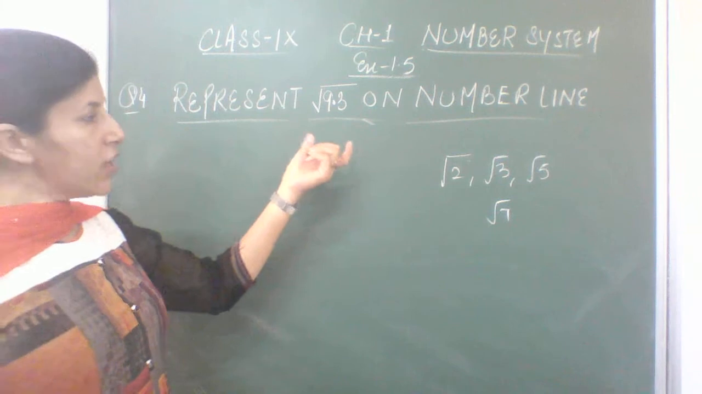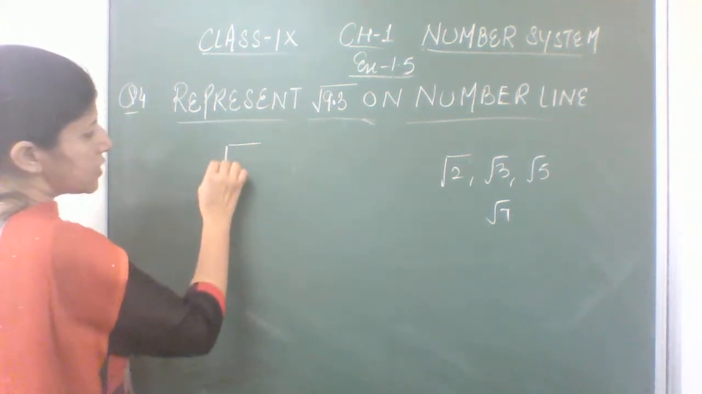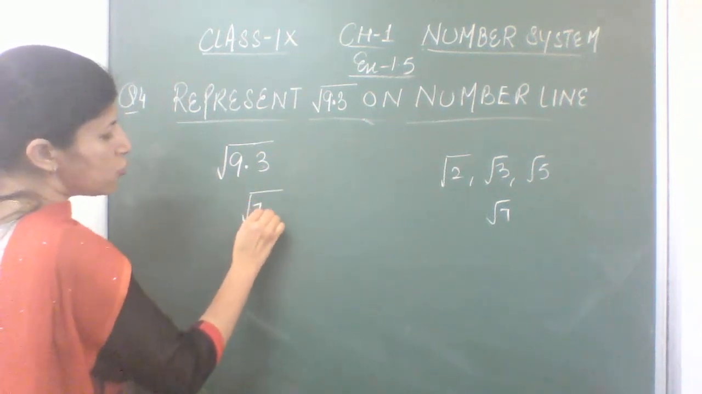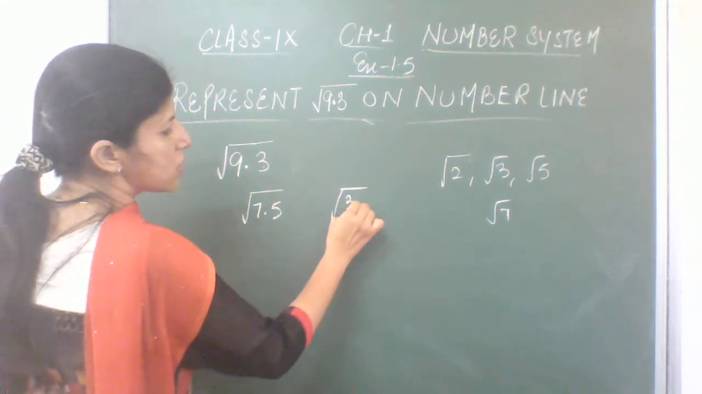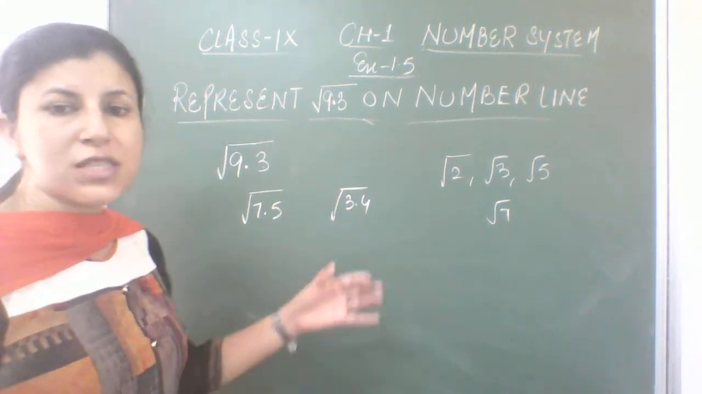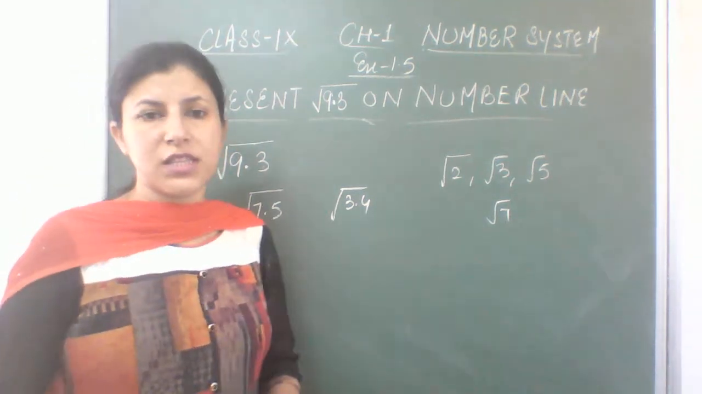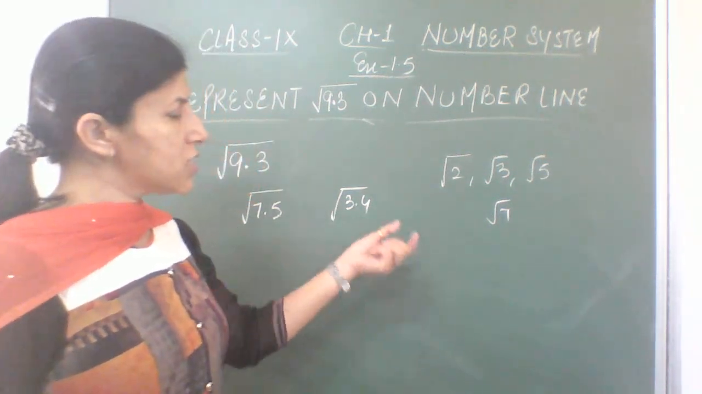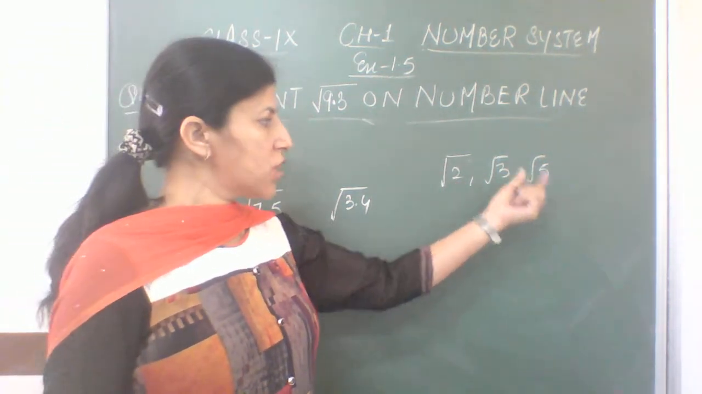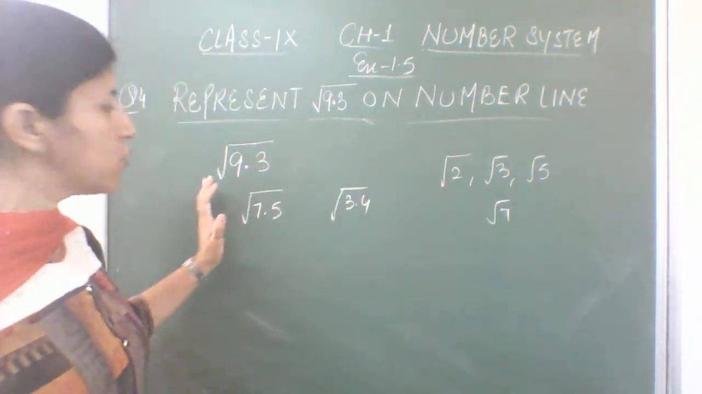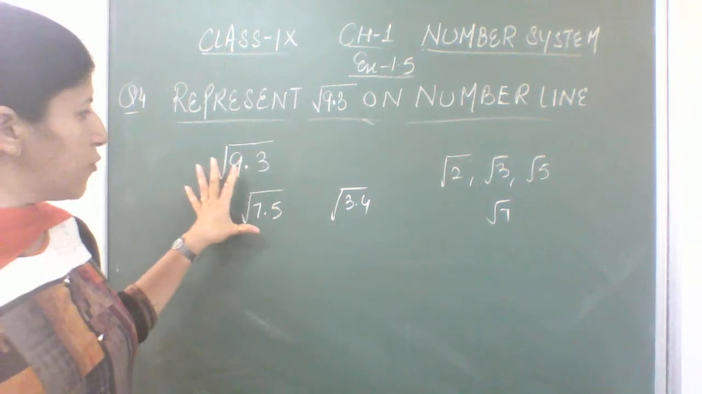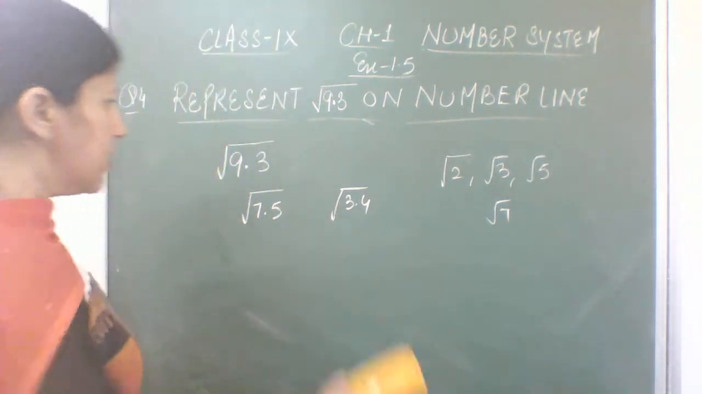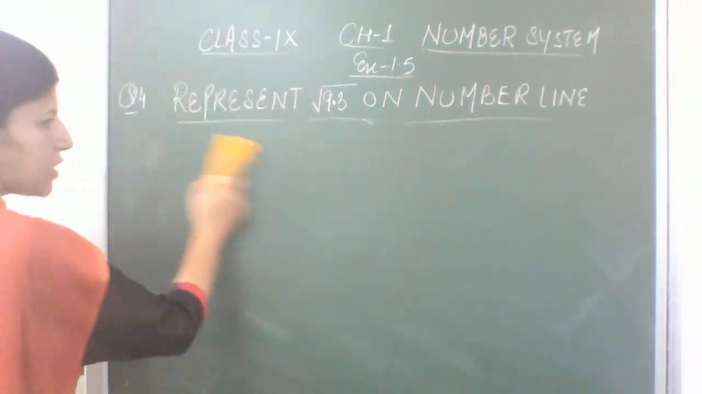Now we will learn in this video how to plot the numbers when we have decimal numbers under the root: root 9.3, root 7.5, root 3.4. One more thing I want to add here: do you know that these numbers, root 2, root 3, root 5, root 7, we can also draw by using this method? With the help of this method, you can also draw root 2, root 3, root 5 and root 7. Now let's start.